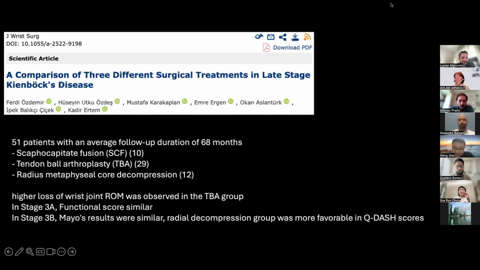In the 3B disease, there is a little bit of difference in functional performance, where the radial decompression group seems to do better than the other treatments. So that's what I have for the little review. None of these are high-level, randomized grouping kinds of studies. They are basically retrospective studies, but I think they do reflect surgeons' experience with different treatments, and it's quite valuable in the literature for us to take into consideration.